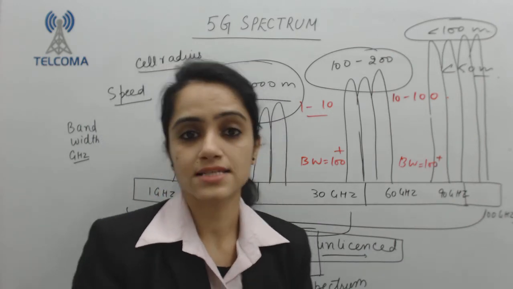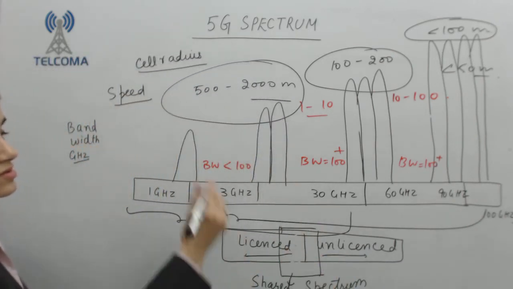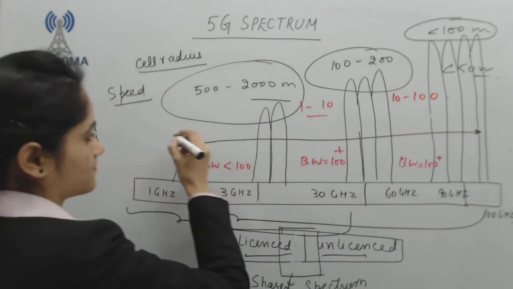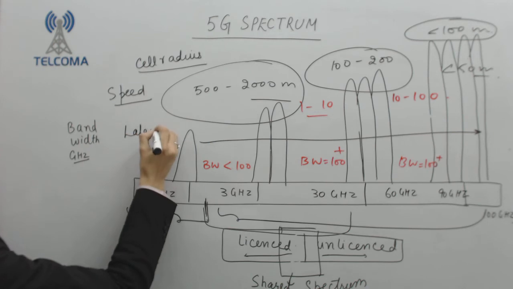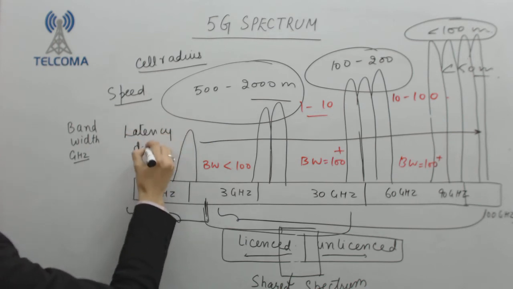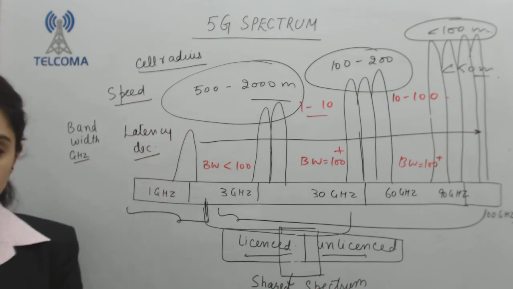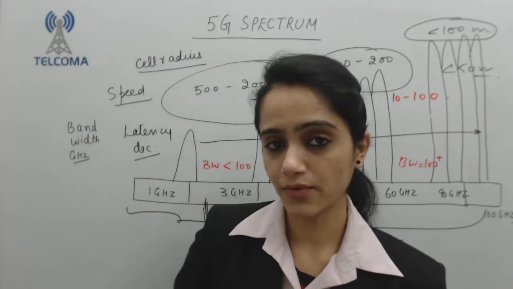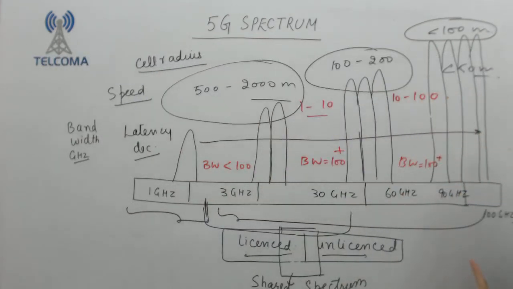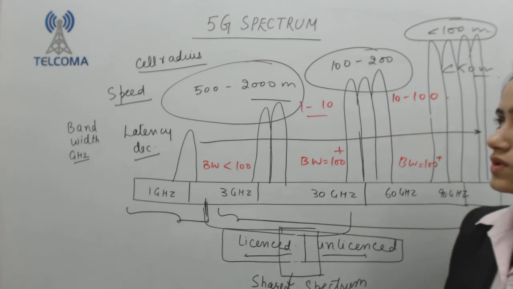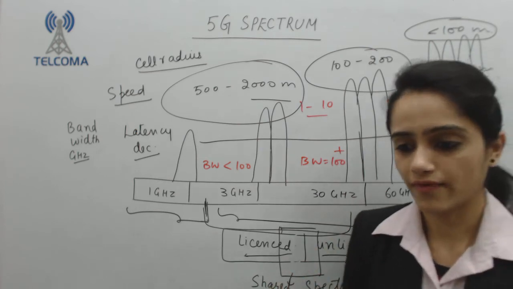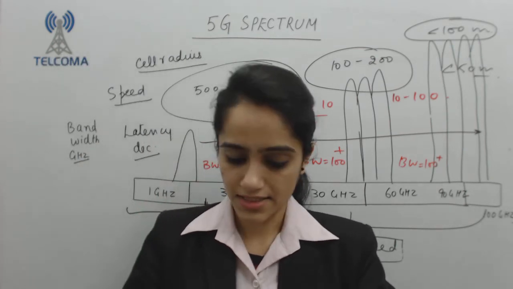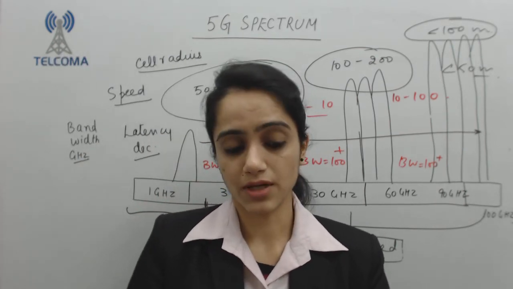And similarly, as I compare latency, I require that the latency should decrease. So if this is a latency, it should decrease. So this is, as per my requirement, I require to purchase the bandwidth from the spectrum. So this is the spectrum of 5G. Now what are the applications that are driving 5G spectrum requirements?